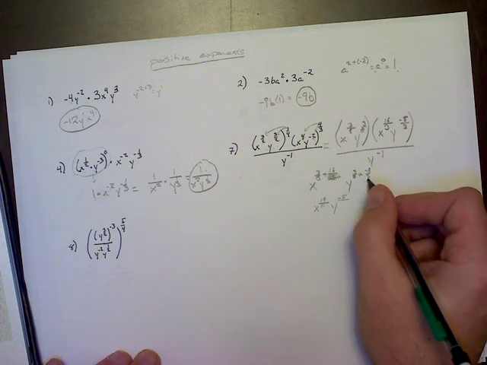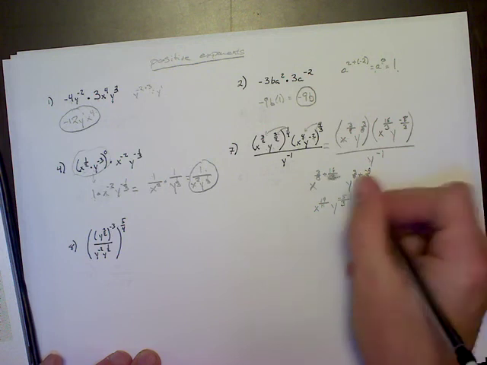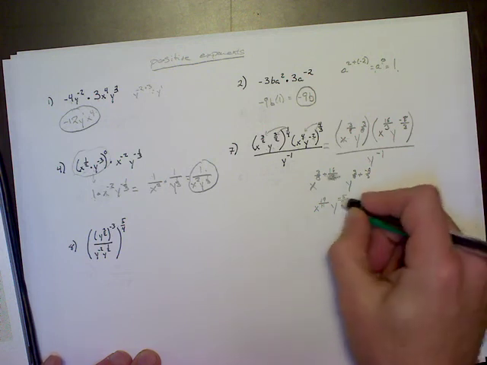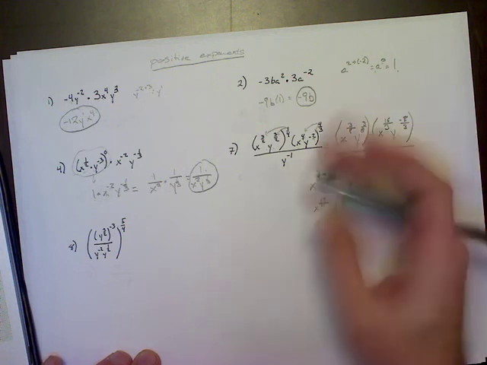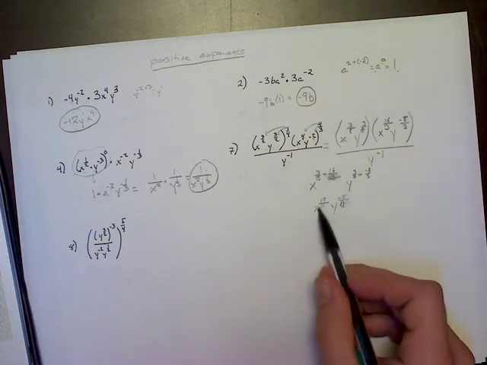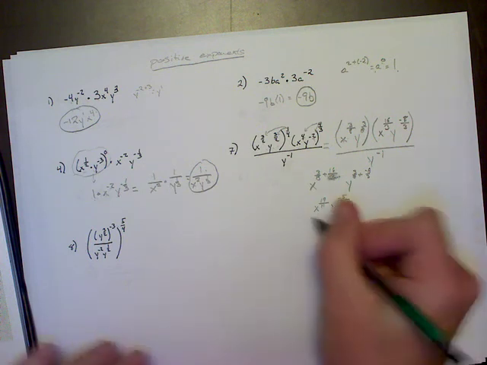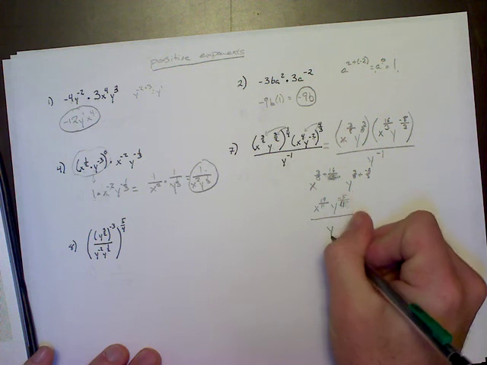and 8 plus 3 is 3, or is 11. Sorry, that's what happens when it gets late, I guess. So it becomes 11. So we got x to the 19 over 11, y to the -5 over 11, and that's all over y to the -1.